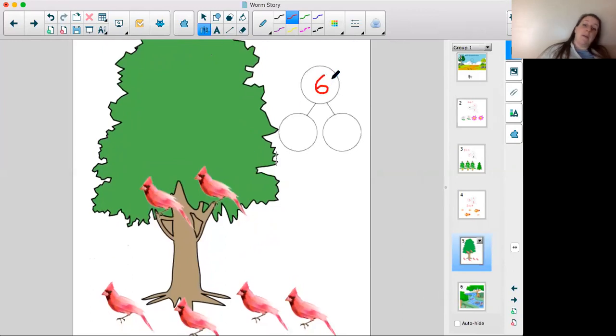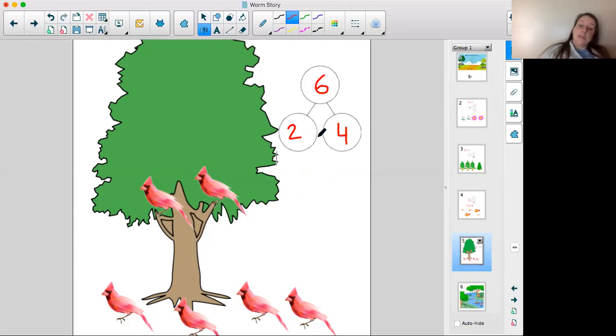And this time my number bond is standing upright. I know it's a whole because these 2 are not connected to each other. So that one's got to be the whole. Okay, so now I have to sort them. Okay, let's see. 2 birds are in the tree. And 4 birds, 1, 2, 3, 4, are on the ground.